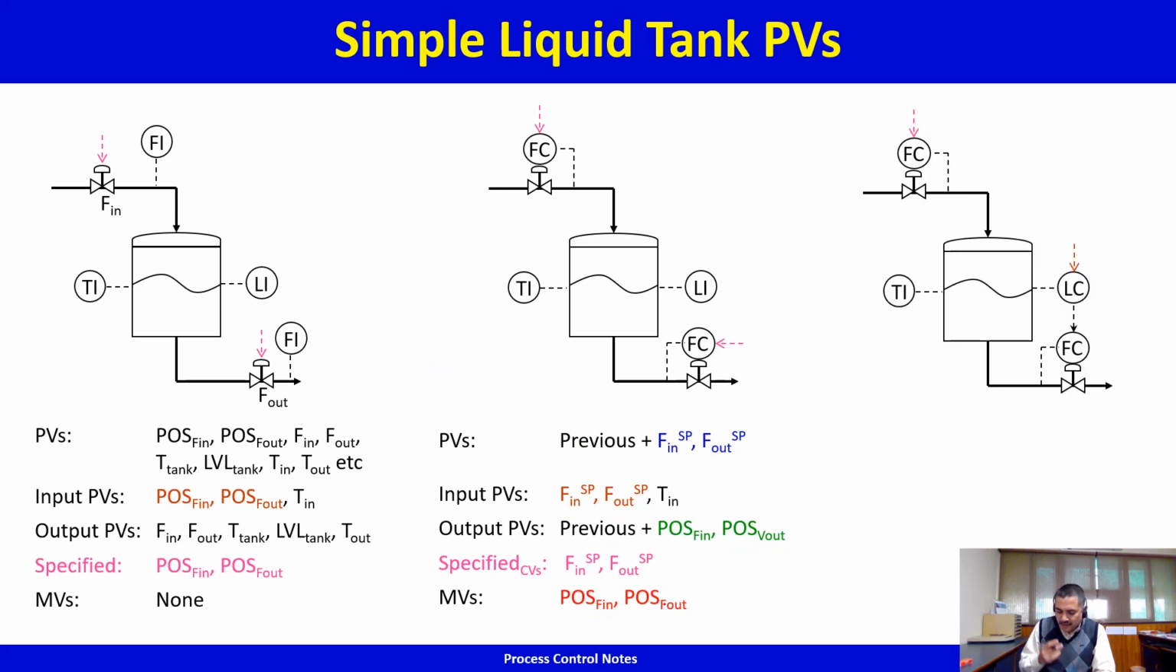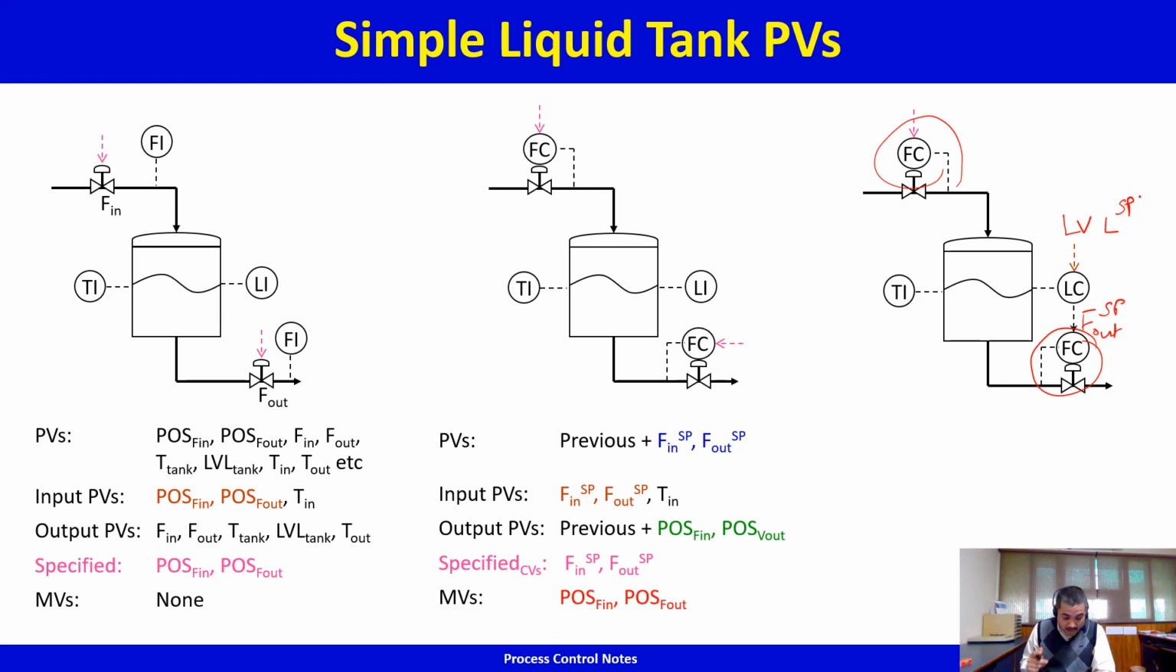Here's what you are likely to see in a plant. What you have here is a flow controller. The inflow controller is there, the outflow controller is there, but now you have a level controller that is adjusting the Fout set point, and the level controller set point is specified by the operator, and we'll call it LVL set point. This is being specified by the operator, and of course you've got the temperature indicator.